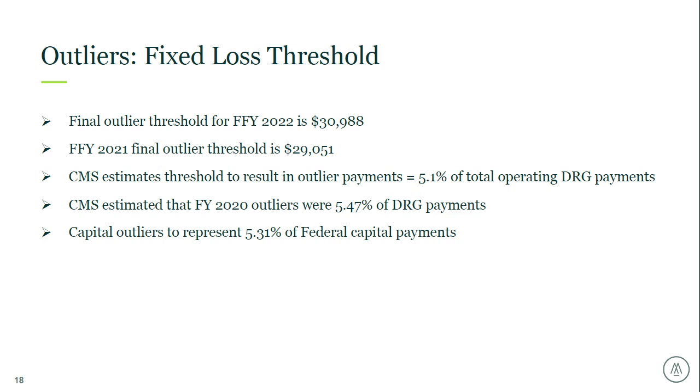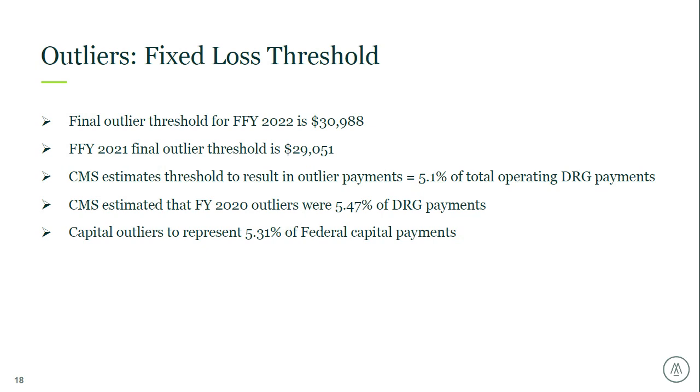What CMS does is they estimate the threshold to result in outlier payments of 5.1% of total operating DRG payments. If you go back to 2020, CMS estimated that for that year, they paid out 5.47% of outliers compared to DRG payments. So it's no surprise that when CMS determines that they're paying out more, they increase that threshold. And then the opposite is true. When they calculate that they're not quite meeting the 5.1% threshold, they will drop that threshold down. Also, capital outliers have been determined to be 5.31% of federal capital payments.